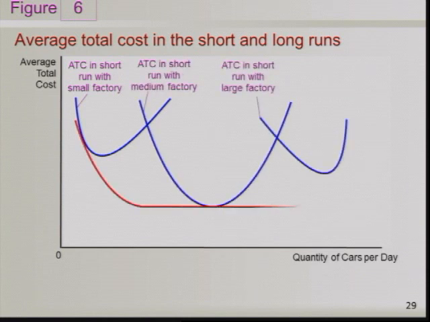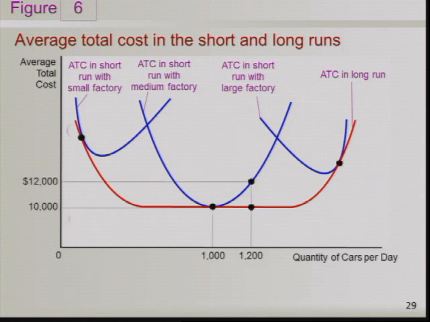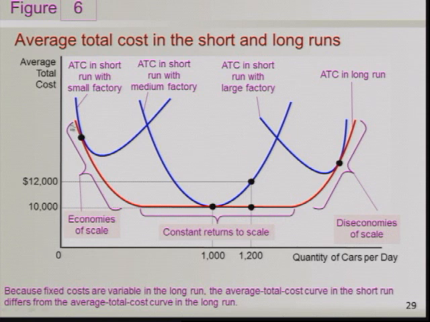Okay, figure 6 shows a series of average total costs in the short run. These blue lines show that U-shaped average total cost curve. The first one shows the average total cost curve for a small factory. Remember, on the horizontal axis we're talking about cars. If we build a bigger factory and produce more cars, we look at this middle-shaped blue U, the average total cost in the short run with a medium-sized factory. And then for a larger factory, we look at this third U.